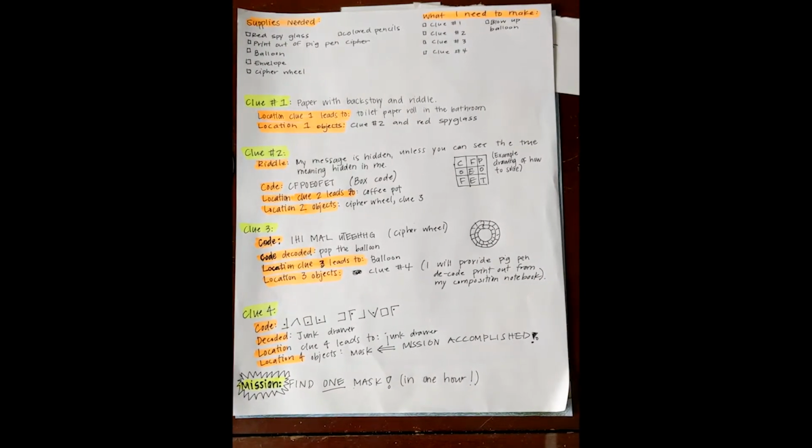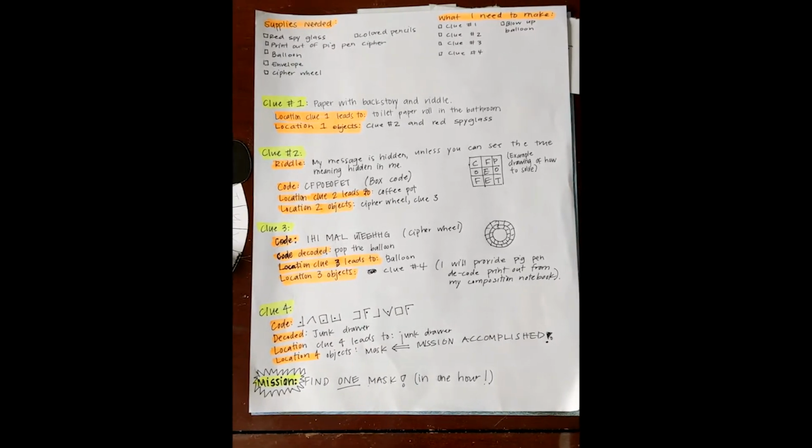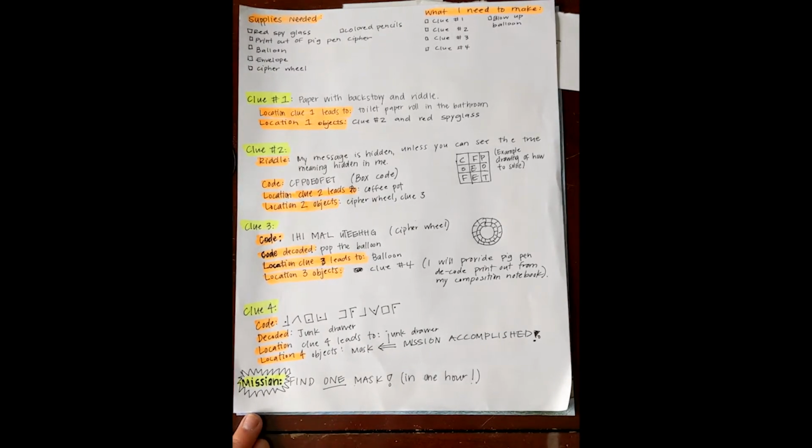So the way that I've gone through and planned out my escape room is I have 4 clues in mind, and yours might be really different. Yours might be way longer than mine, but mine's a little bit shorter, so I'll just kind of talk through some of this.